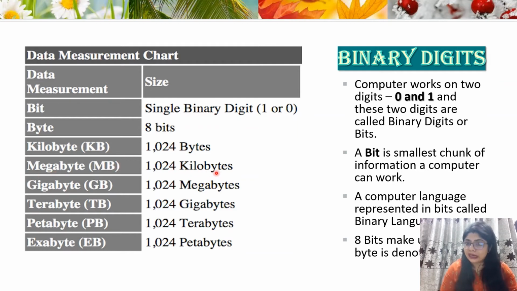1024 KBs are there. In 1 GB, 1024 MBs are there. In 1 TB, 1024 GB. And in 1 PB, that means petabyte, it is 1024 terabytes. And 1 EB has 1024 petabytes. EB is exabyte. Okay. So try to remember this chart because this is going to be used all the time and it will be very useful for you if you remember this.